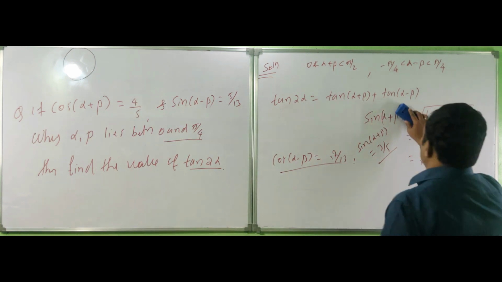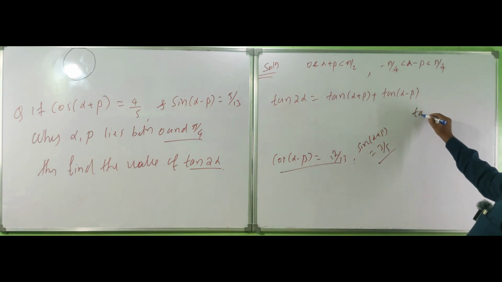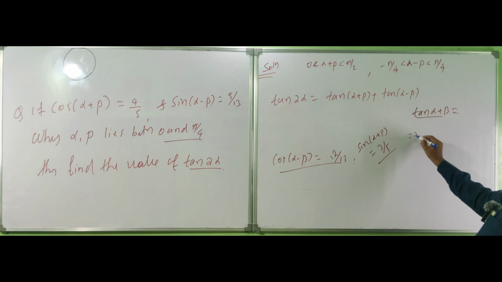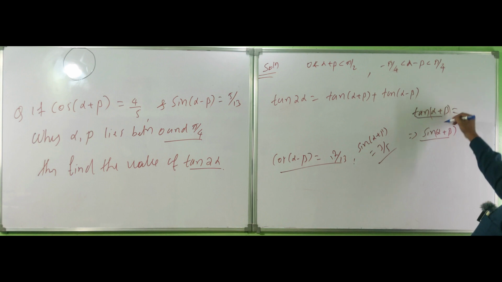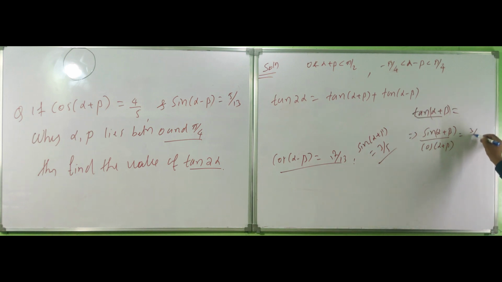Then we have the two values right now. Okay, what is tan(alpha plus beta)? Tan(alpha plus beta) is equal to sin(alpha plus beta) divided by cos(alpha plus beta), which is equal to, what is sin? 3 by 5 plus, what is the cos? Okay, sir, 4 by 5. The 5s get cancelled, which gives 3 by 4. Is it?